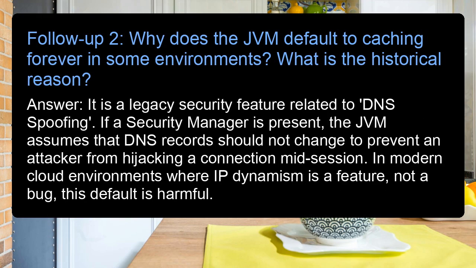Follow-up 2. Why does the JVM default to caching forever in some environments? What is the historical reason? Answer: it is a legacy security feature related to DNS spoofing. If a security manager is present, the JVM assumes that DNS records should not change to prevent an attacker from hijacking a connection mid-session. In modern cloud environments where IP dynamism is a feature, not a bug, this default is harmful.